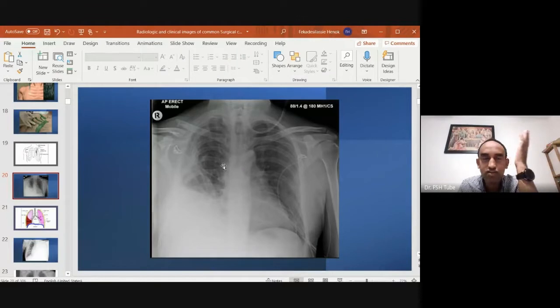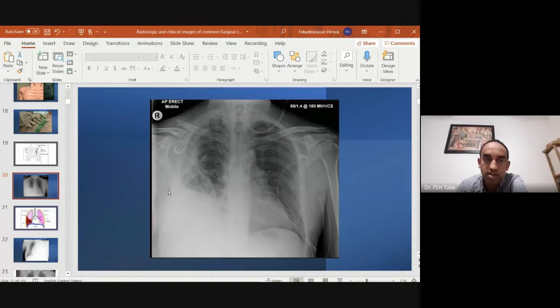So if it is related to trauma and you see something which is completely white, like I said earlier, blood appears white on plain x-ray, so it completely appears white, and it's obliterating the costophrenic angle. Compare it with the left one. So you see this costophrenic angle? This is very beautiful, unobliterated, acute angle.